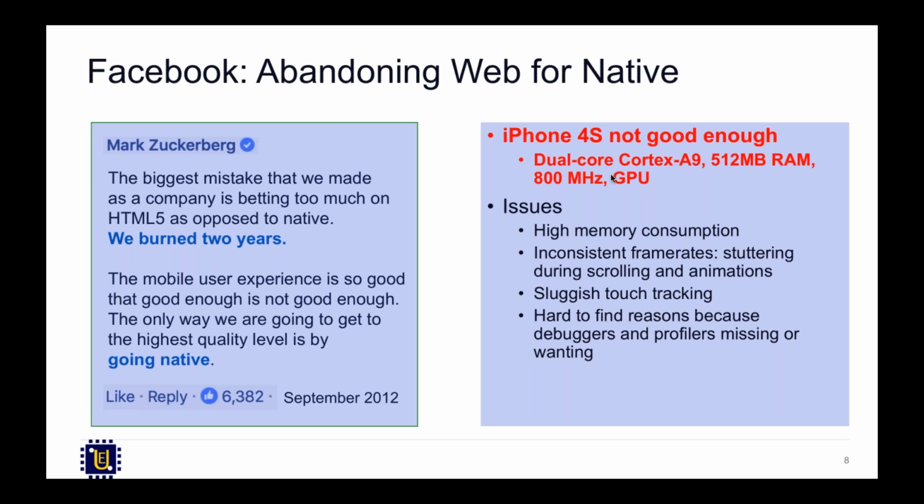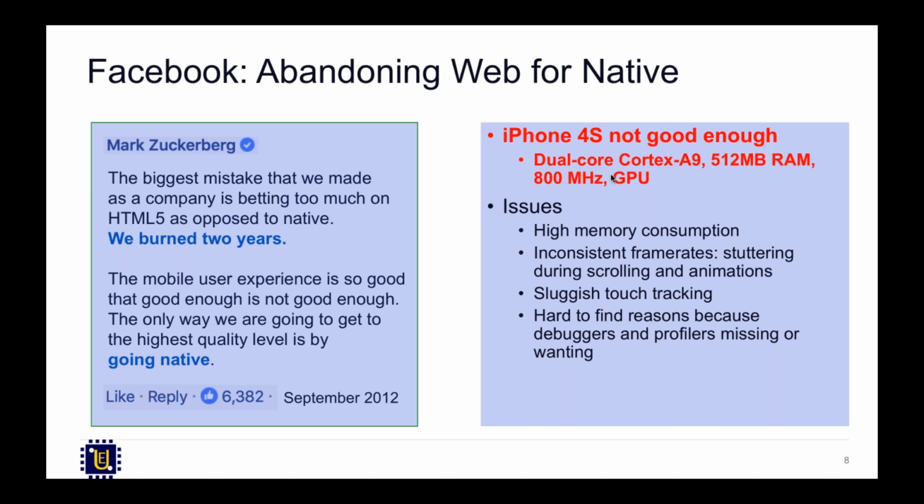And that was 2012, and it's interesting to see on which SOC they failed. It was an iPhone 4S, which was not good enough for a web application. And that's a dual-core Cortex A9, 512 megabytes of RAM, 800 megahertz, a very powerful GPU. So it's a pretty powerful SOC you have in there. And we all know that Apple knows how to tune and optimize chips. So, even on this device, it wasn't possible to get a good user experience.